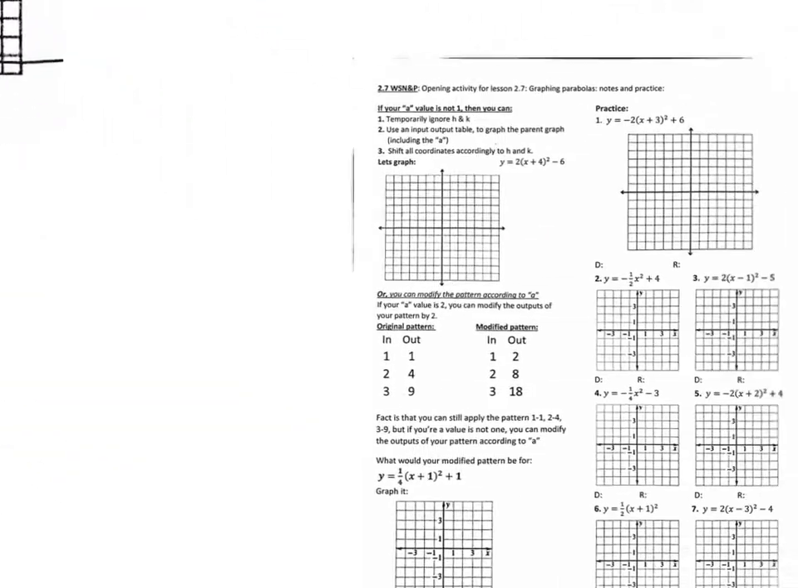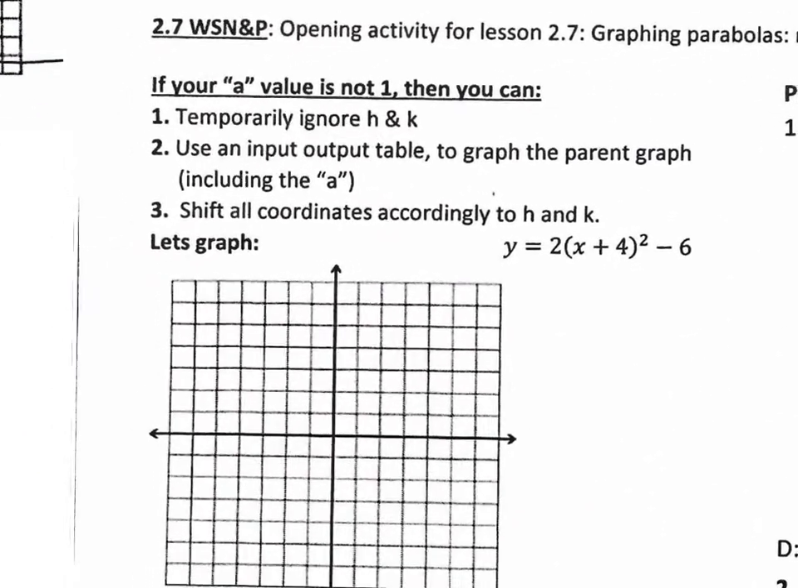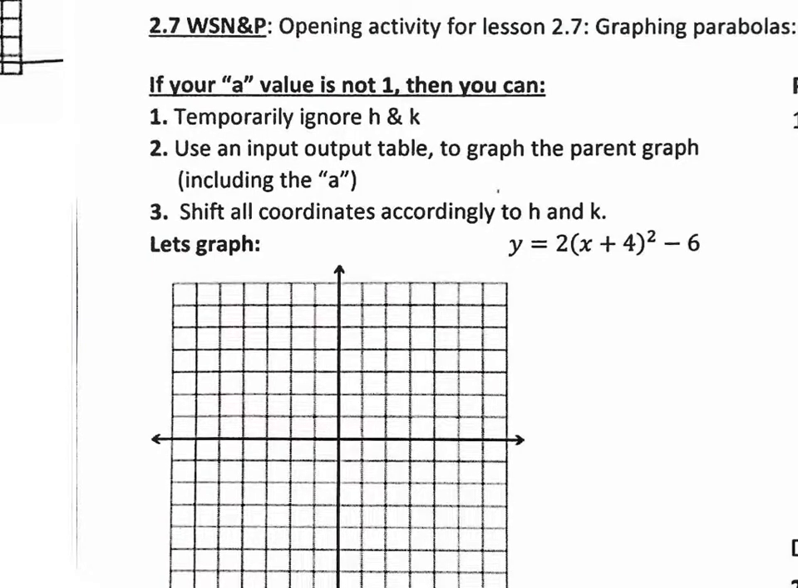Now, this is our second part of graphing parabolas. Right here it says, if your a value is not 1, then you can, and I give you some options here, some steps on how to graph with the function. Let's do this right now. Cross that out. We're going to cross it out because I decided let's just get right to it. I don't want you to waste time doing all this math when you already know the pattern, 1, 1, 2, 4, 3, 9, and you could simply modify the pattern.